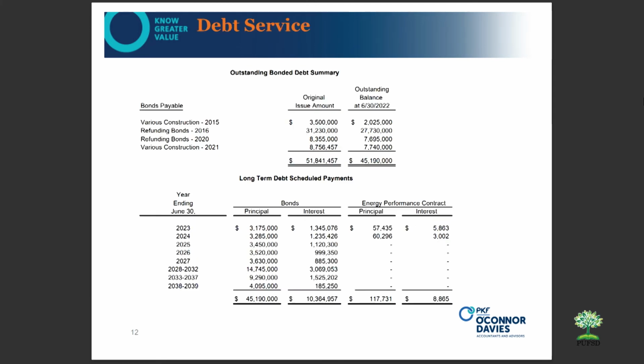And then to just touch on where the district stands with its outstanding debt, as you can see on the top half of the page, the district currently has 4 bonds outstanding, mostly for construction or refinancing previously issued bonds to get a lower interest rate. At June 30th, 22, the district has just over $45 million in outstanding capital debt. On the bottom of the page, you see the annual debt service to service that $45 million in debt, for principal and interest each of the years. There's also a small energy performance contract that remains that's done in the next 2 years.